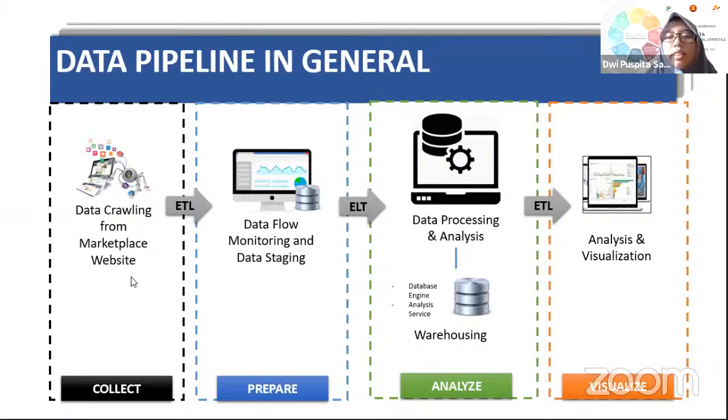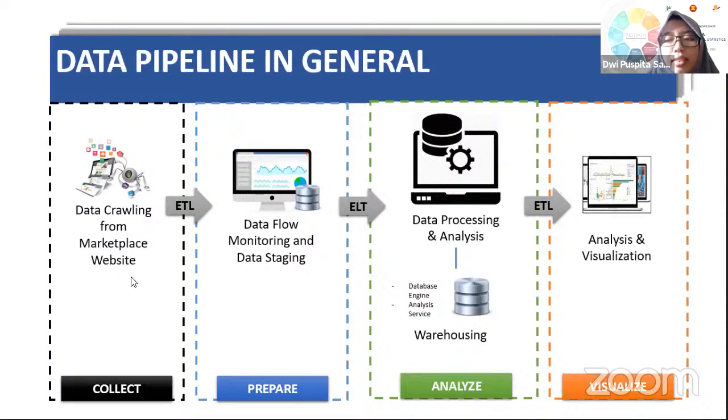So the first slide is about data pipeline in general. Before I move to explain the slide in detail, I would like to explain about the pipeline itself. So what is a pipeline? A pipeline is basically like a channel where a service or a product flows from sources to its destination, which usually is the end customers.